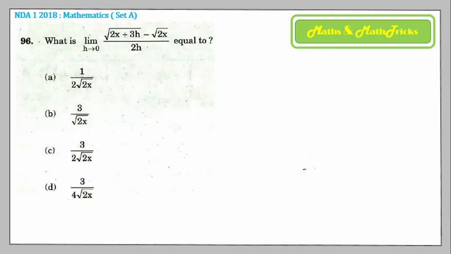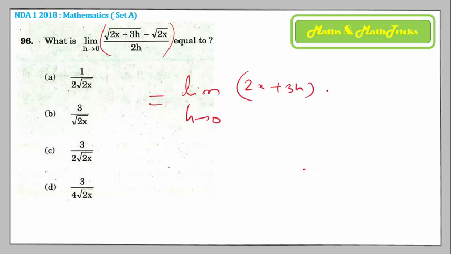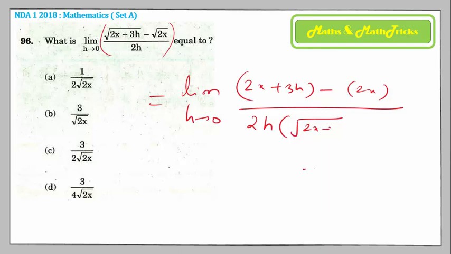Now, question number 96, limit we have to evaluate as h tends to 0 for this particular function. See, radicals are there, you have to rationalize the numerator. So when you rationalize the numerator by the rationalizing factor root 2x plus 3h plus root 2x, you will get the numerator 2x plus 3h minus 2x, because of the a square minus b square identity, and the denominator you have 2h into root over 2x plus 3h plus root over 2x. This is the factor that we use to rationalize the numerator. Alright, so what do you get?